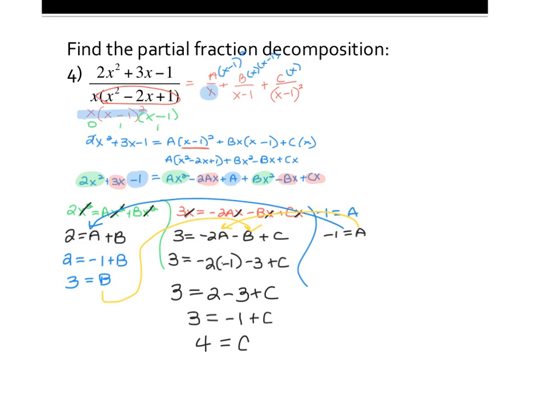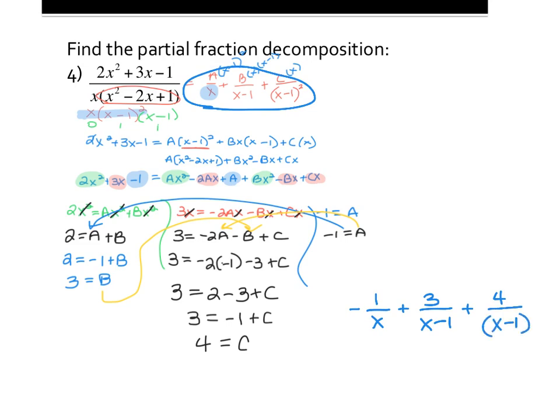Good? Yeah. And then you want to plug them back in. So my answer is this with the a, the b, and the c substituted back in. So negative 1 over x plus 3 over x minus 1 plus 4 over x minus 1 squared. With extra time, you can work those out, put it all together, and you should get your question.